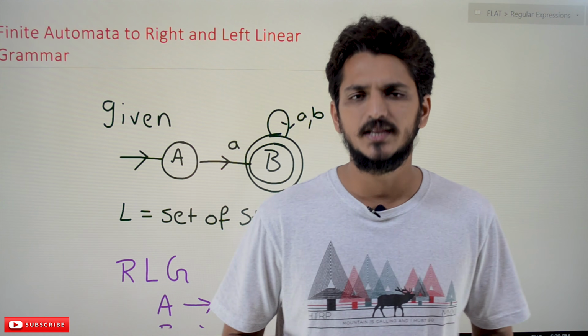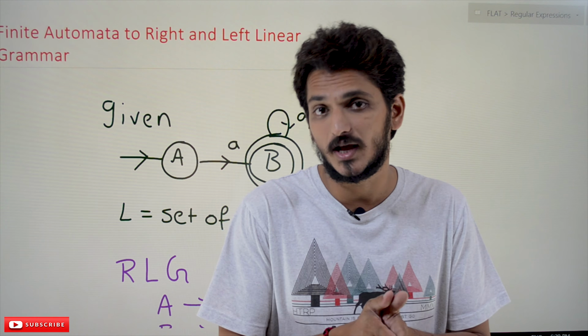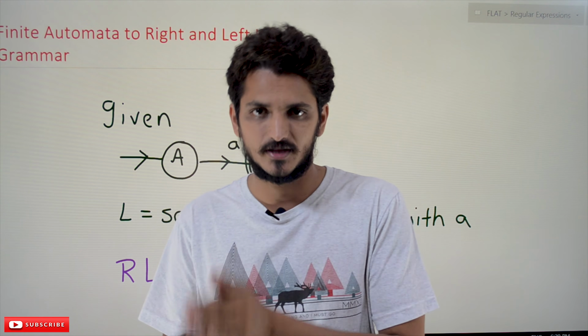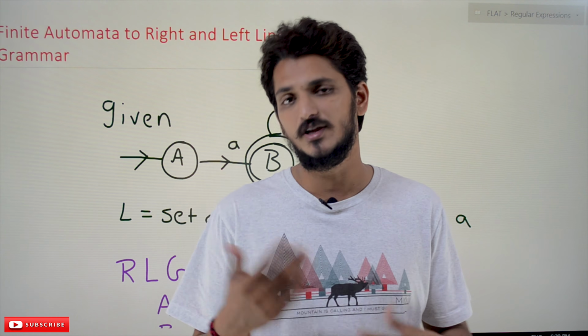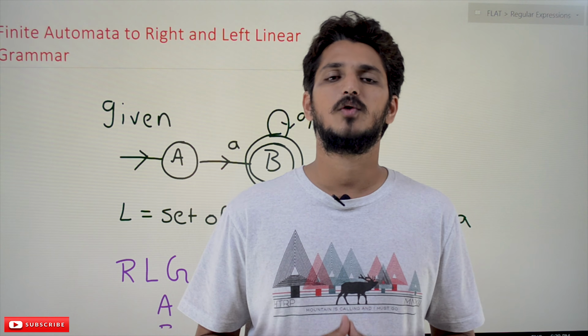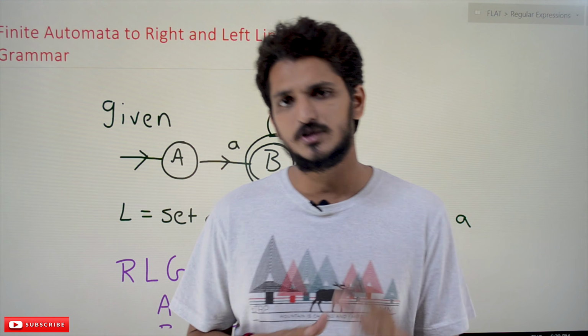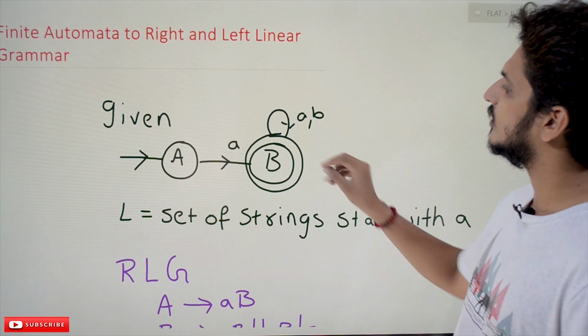I am Raghuveer. In this class, we will discuss how to convert the given finite automata into right and left linear grammar. In our previous classes, we already discussed what right and left linear grammar are. Please watch those classes and come back here. The link for the playlist is provided in the description below. Coming to today's class, let's take an example. This is the finite automata provided.